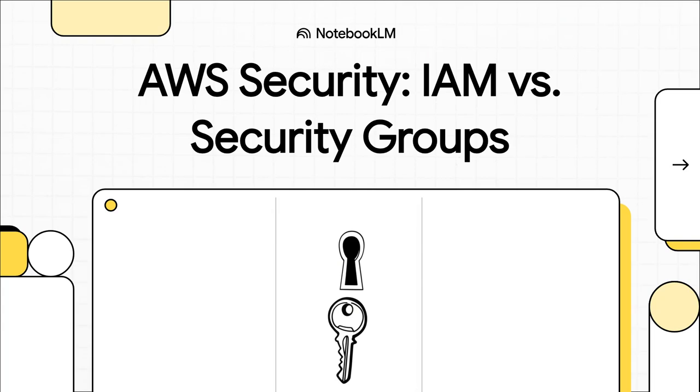All right, let's talk about security on AWS. Specifically, we're going to tackle two things that are the absolute bedrock of keeping your stuff safe in the cloud: IAM and security groups. If you don't get these two right, you're in for a world of hurt. So let's just jump right in and get this figured out.